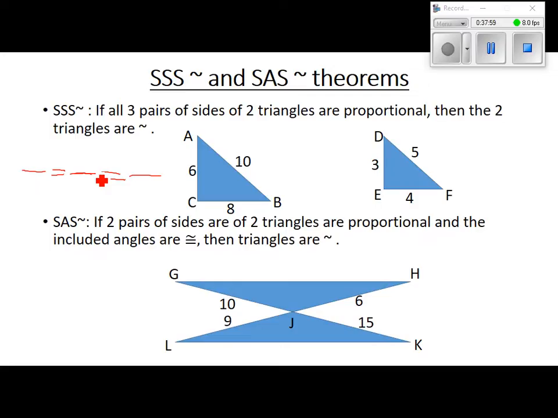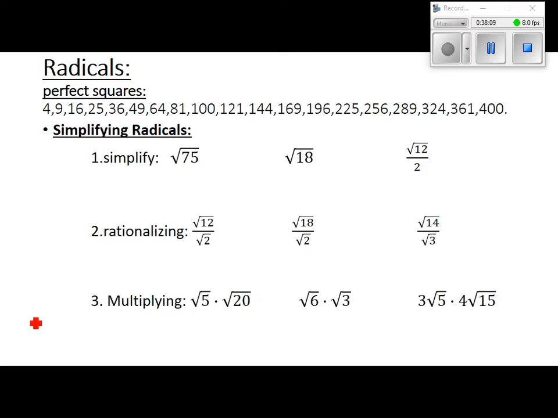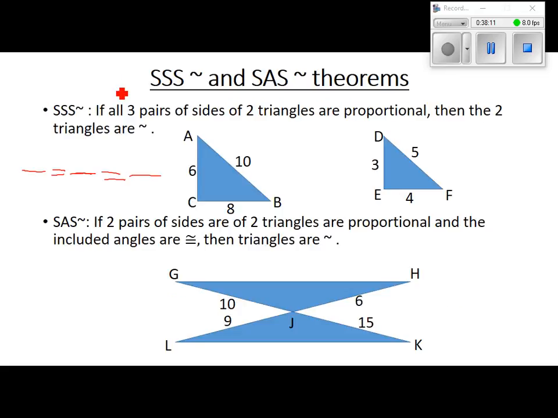Back to this. If we're going to use this to prove that these 2 triangles are similar to each other, all we do is do the ratios of all 3 pairs of sides. Give me a side in the first triangle. 6 and 3. 6 matches up to 3 in the second triangle. Give me another pair of sides. 8 and 4. 10 and 5.